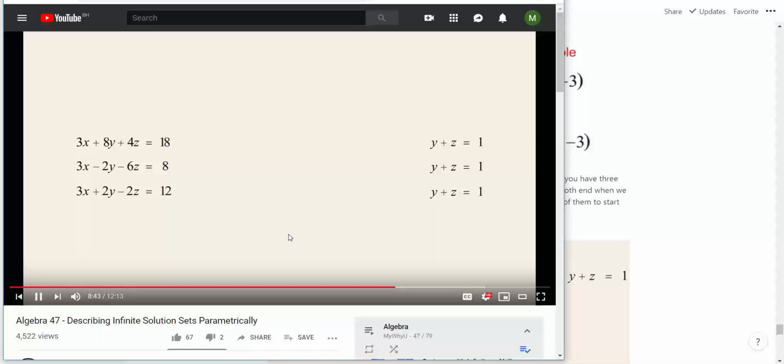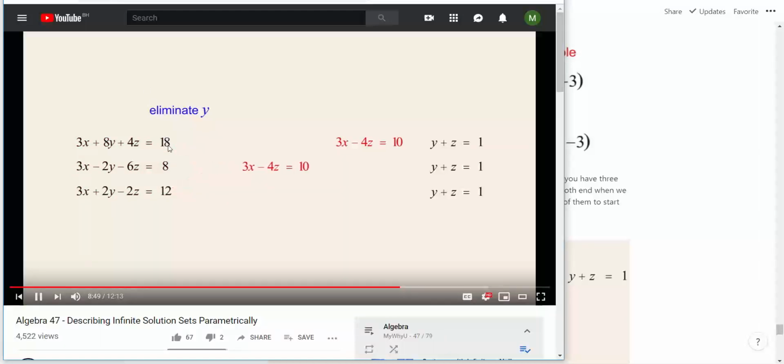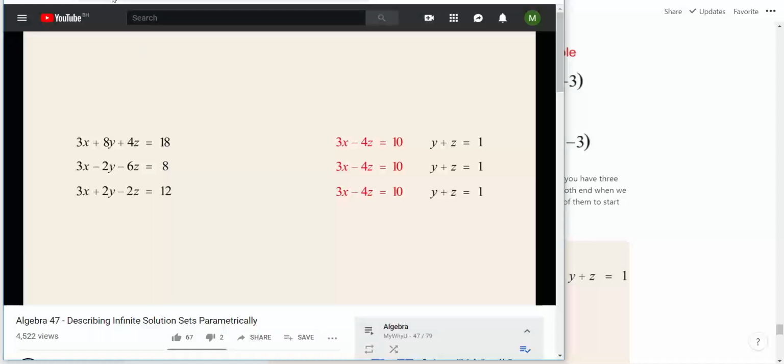If instead of eliminating x, we had chosen to eliminate y, it will always yield the same results. Each pair would have produced the equation 3x minus 4z equals 10, and we would still end up with a result 0 equals 0.